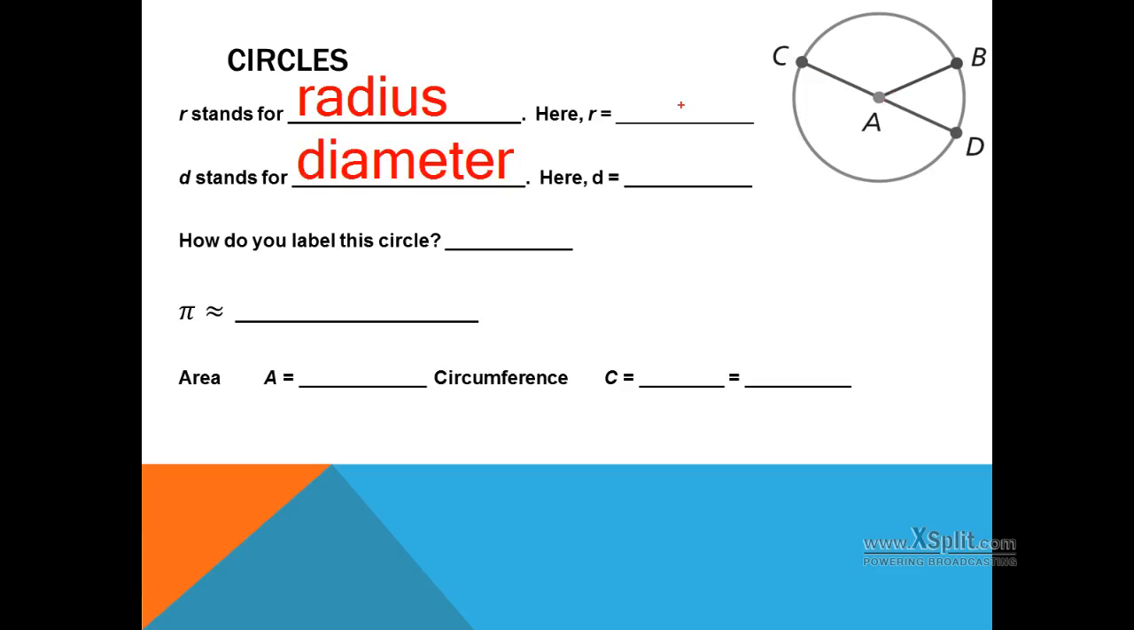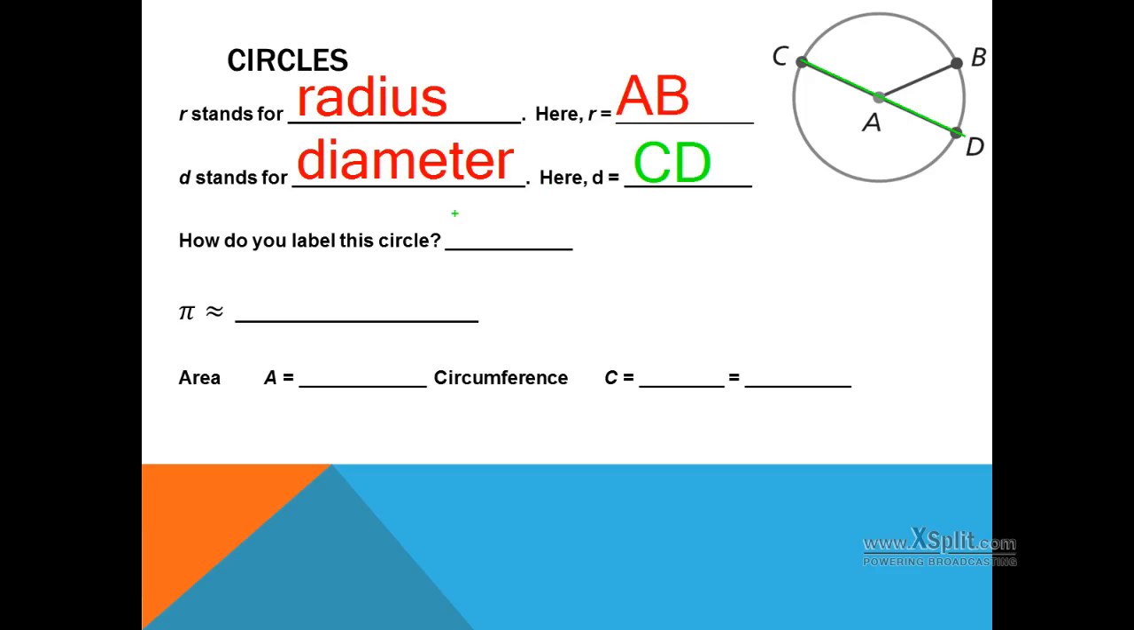In this circle, for example, a radius is from the center to the outside of the circle. For example, in this circle, from A to B would be a radius. From A to C and A to D would also be radii, plural of radius. Diameter is the distance all the way across the circle, so from C to D, for example, would be a diameter. I can go and write that down.